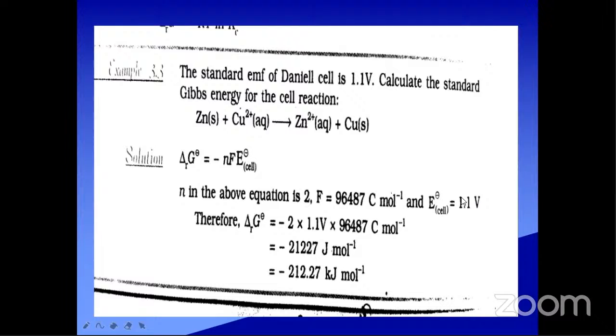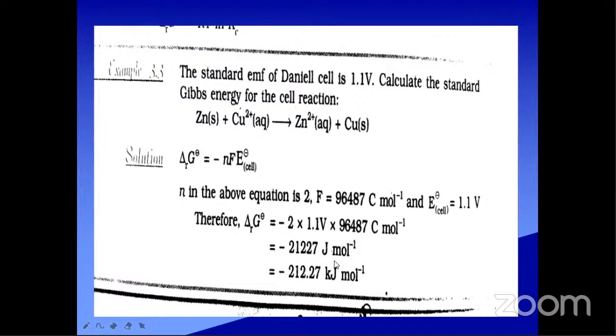1.1 volts is given. Therefore, delta G naught equals minus nFE naught, and we have to substitute these three values. What is the n value? n equals 2. And what is our F value? 96,487 coulombs. Then we substitute the E naught value, 1.1. So by solving these three, what will we get?